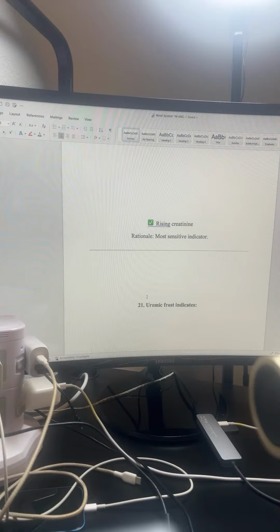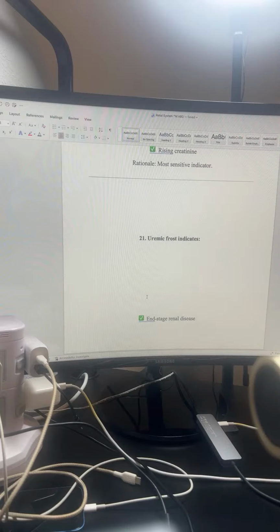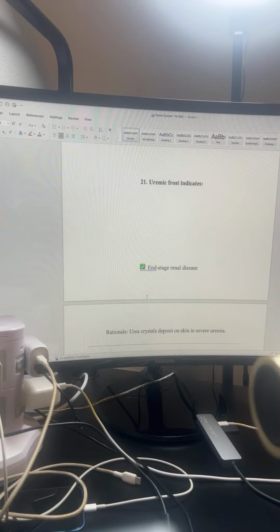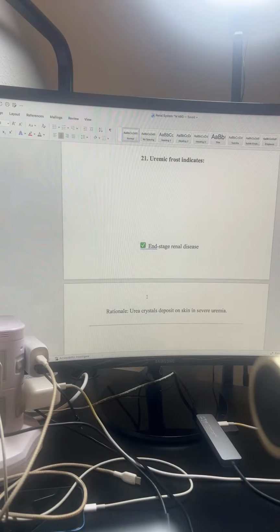Metallic taste, chronic kidney disease, end-stage renal disease. Nice. All right. Urea crystals deposit on the skin in severe uremia. Now, some of these we already talked about earlier. The metallic taste is because of the same uremia buildup.